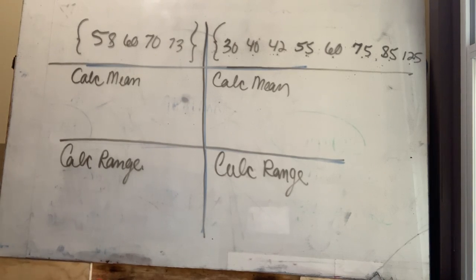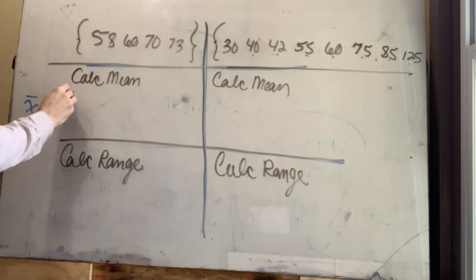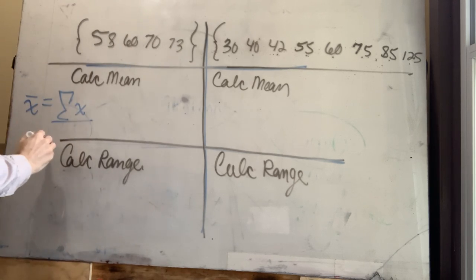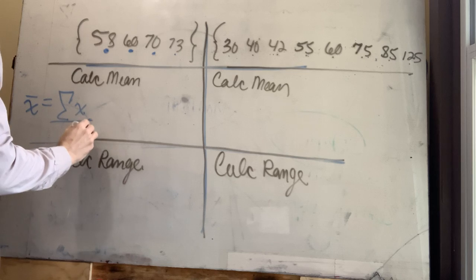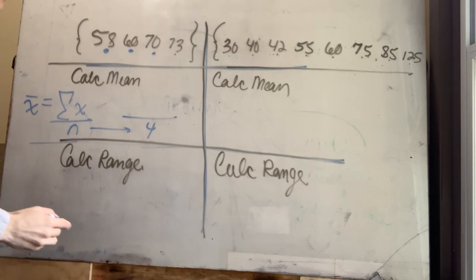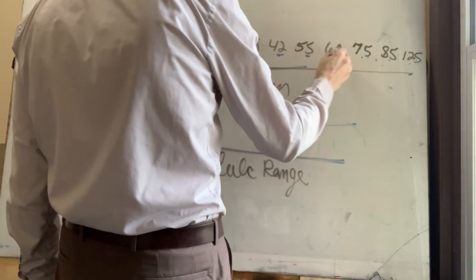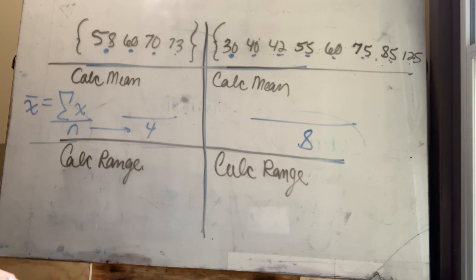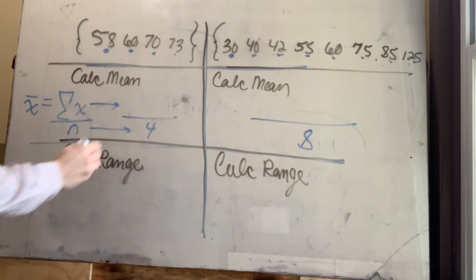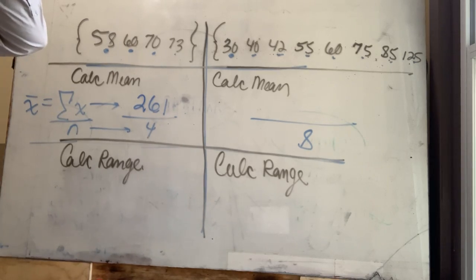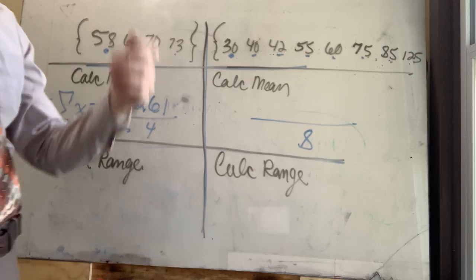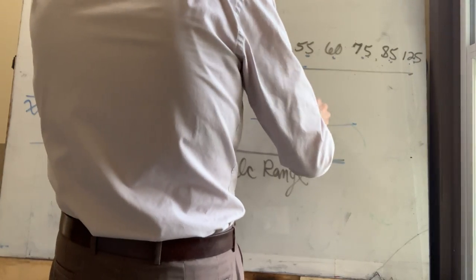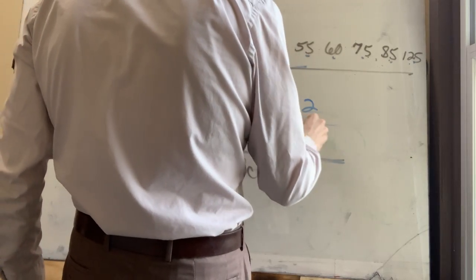Anyhow, we know how to calculate the mean. This is the instruction of a rule. The sum of all dogs' weights divided by the number of dogs. And so, in this case, there are four dogs, so we're going to divide by four. And in this case, there are eight dogs, so we'll divide by 8. As for the actual sum, if you add 58, 60, 70, and 73, you should get 261. And if you add 30, 40, 42, 55, 60, 75, 85, and 125, you should get 512. You can confirm or deny that. Please do.